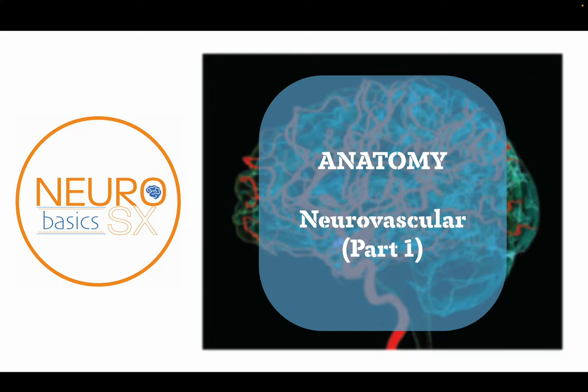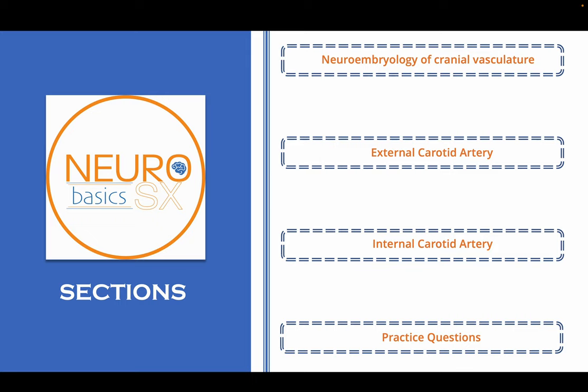Hi, and welcome to Neurovascular Anatomy. This is part one of the lecture series on Neurovascular Anatomy. So in today's class, we'll be covering the topic under the following headings: Neuroembryology of Cranial Vasculature, External Carotid Artery, and Internal Carotid Artery. In the other parts, we will cover the other different arteries supplying the brain and spine.